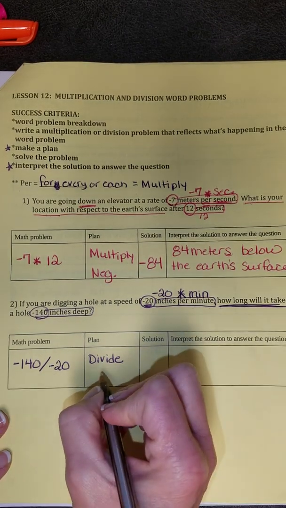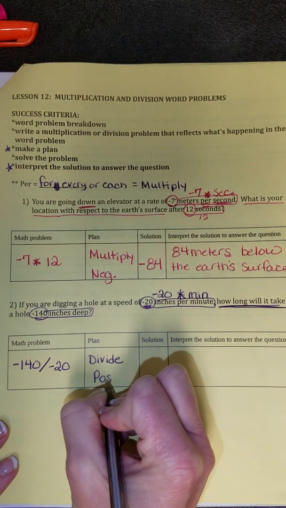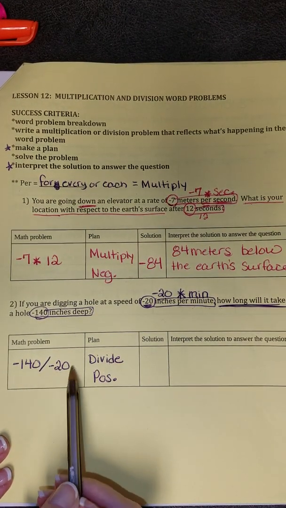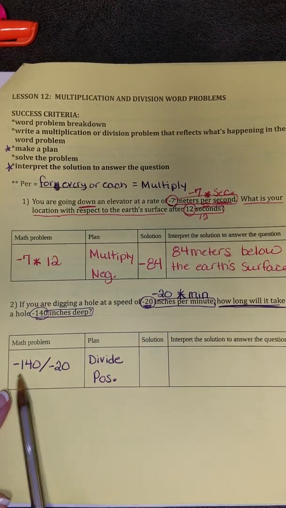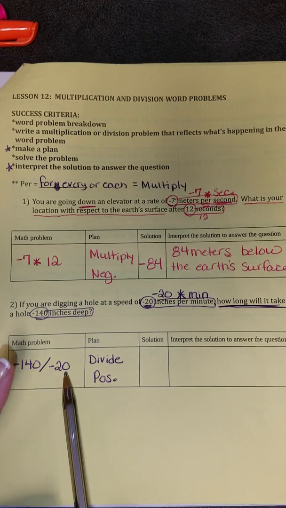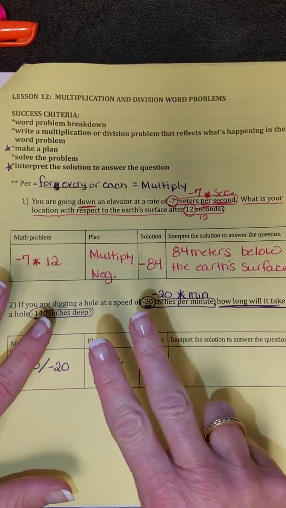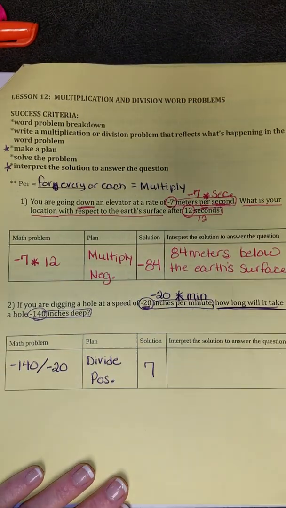I have 2 negatives, and my rule says anytime I have 2 of the same sign, my answer is positive. So that's my plan. Divide with a positive answer. And now I'm going to look at this. So I got to divide. How many times can 20 go into 140? Well, I know 20 goes into 100 5 times. So 100, 20, 40. So my solution is 7.